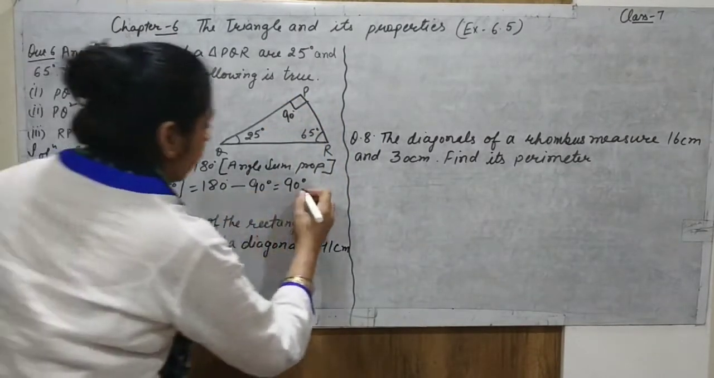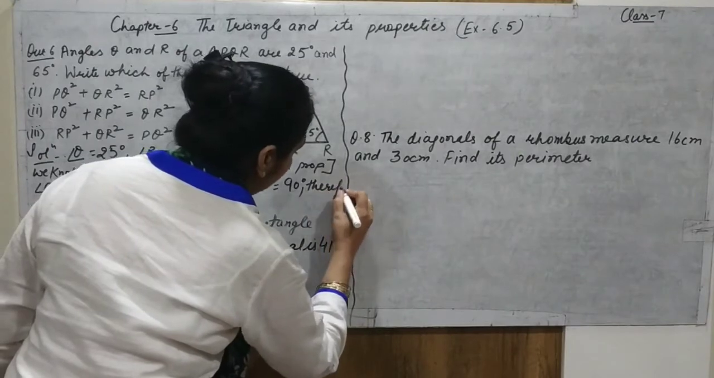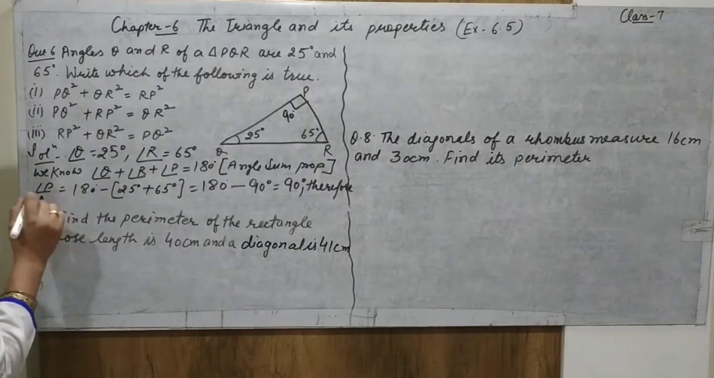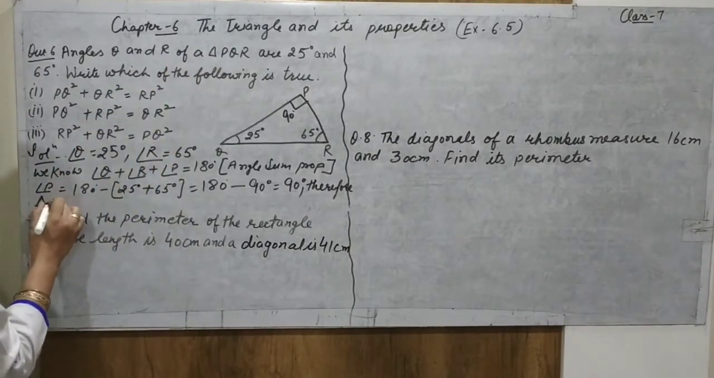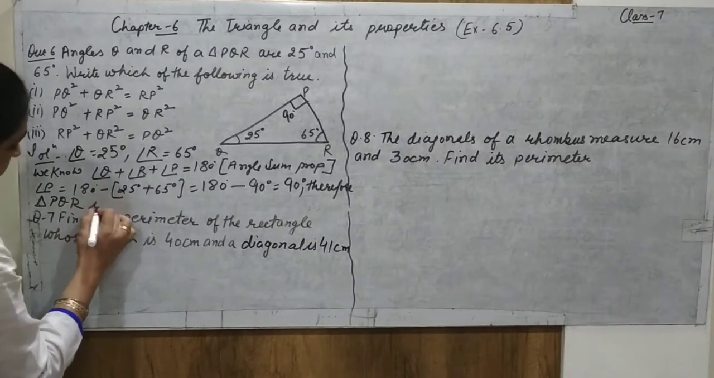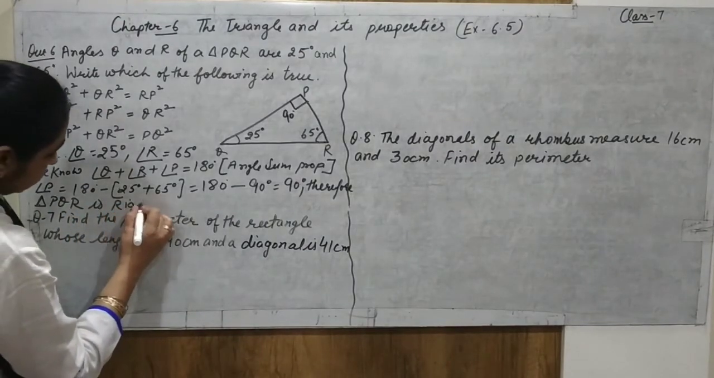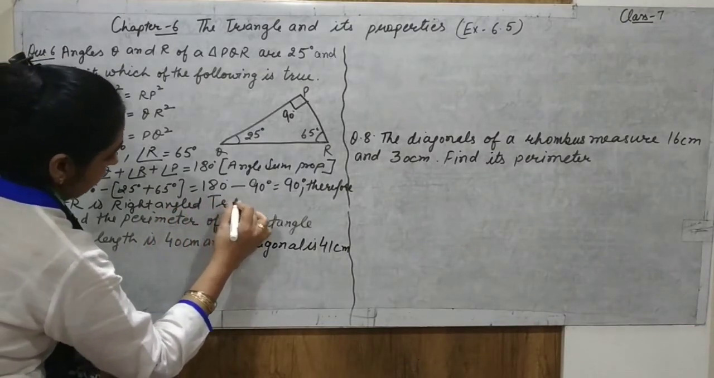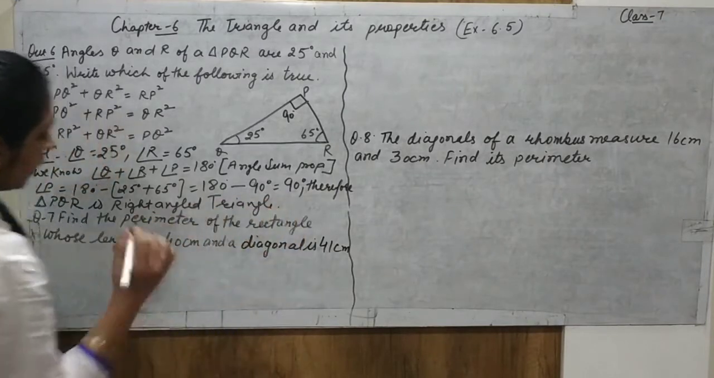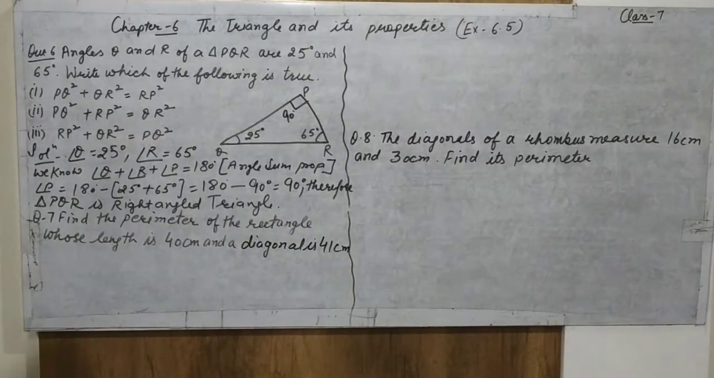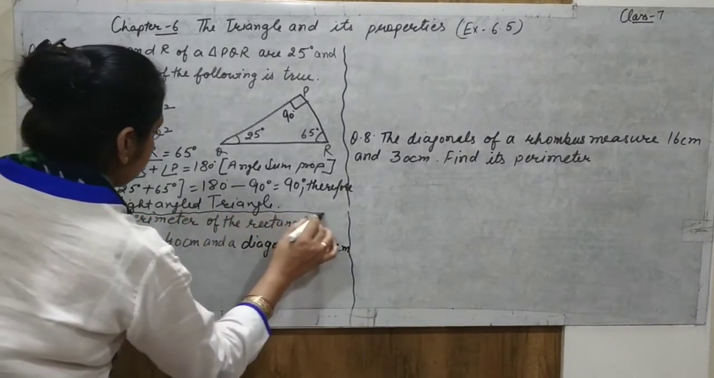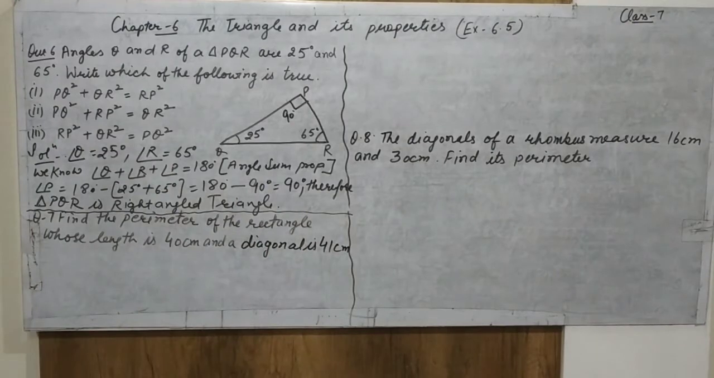Therefore, we can say that triangle PQR is a right angled triangle. So we can write that PQR is a right angled triangle. This is the statement of the next question actually. Okay, now PQR is a right angled triangle.